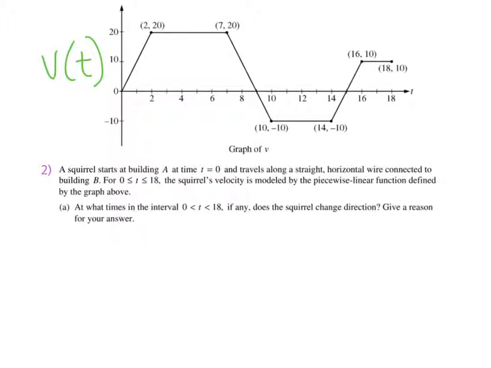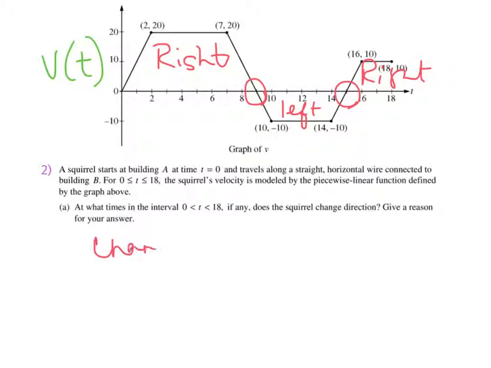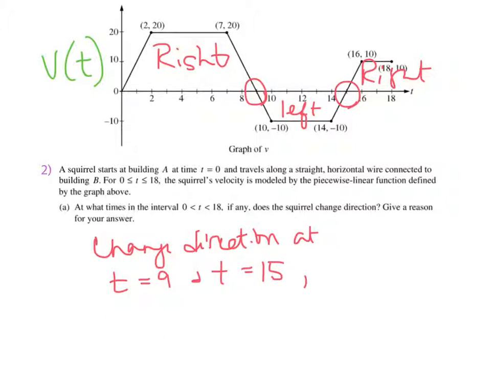So again, we talked about this last time. If the velocity graph is above the x-axis, that means the squirrel is moving in one direction, to the right. As it dips below the x-axis, that's when it's moving to the left. And then above again would be to the right. And so I would be able to say that there are two times, t equals 9 and t equals 15. So the squirrel changes direction at t equals 9 and t equals 15. And why? Because v of t changes sign.